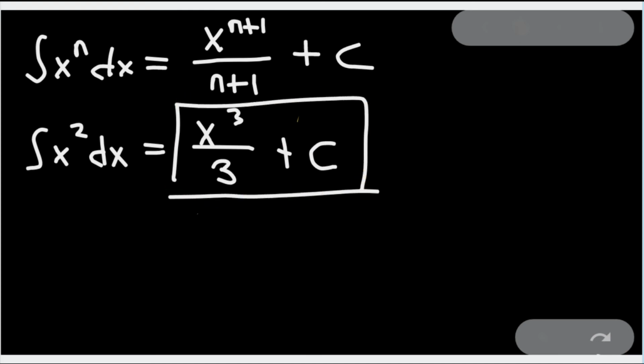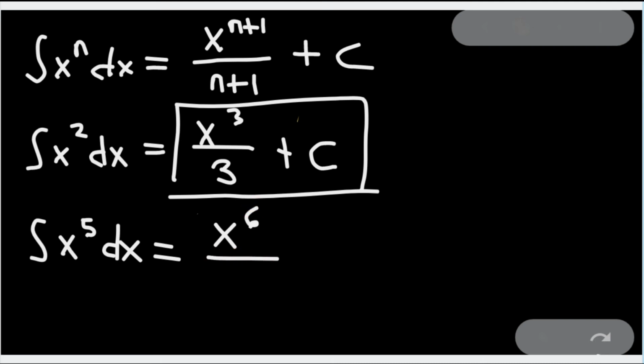So that's our answer. Let's have another example. Let's say we have x raised to 5 dx. So in this example, our n is 5. So the integration, or our answer here, is x raised to 5 plus 1 is 6, over 5 plus 1 is 6, plus c. So this is our answer.